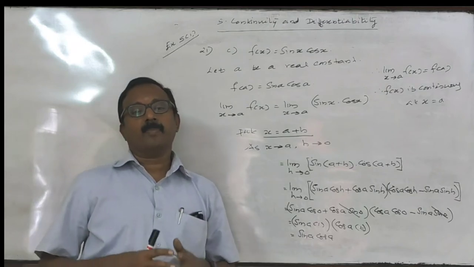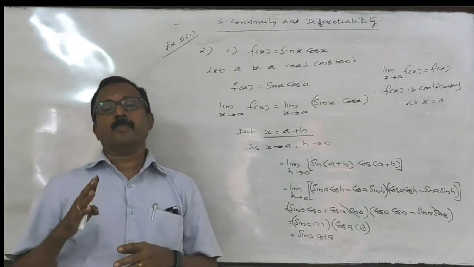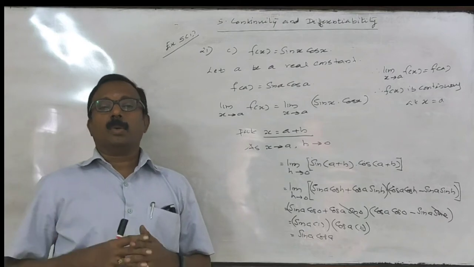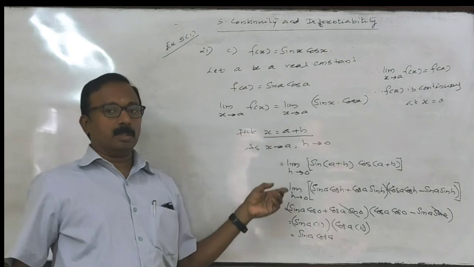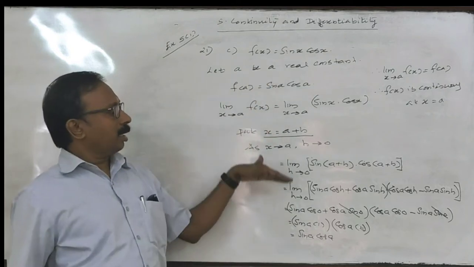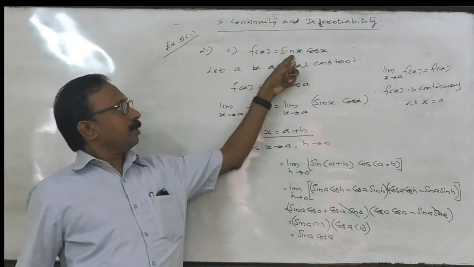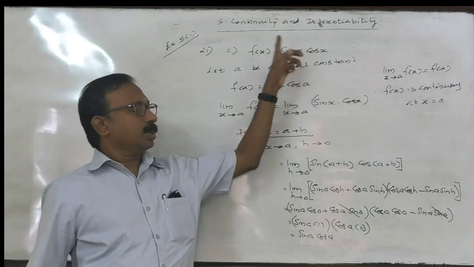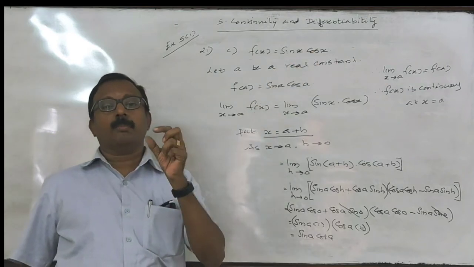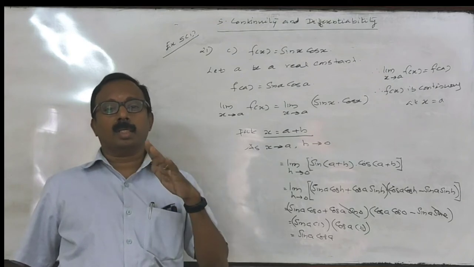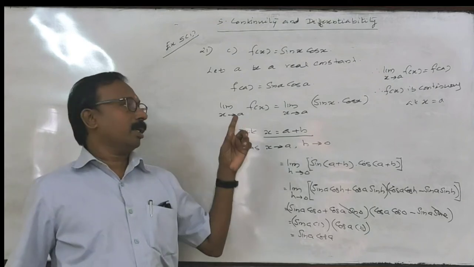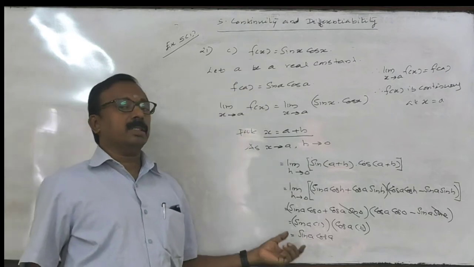And f by g is continuous with the condition that g of x is not equal to 0. Since sin x is a continuous function and cos x is a continuous function, therefore the product of two continuous functions is also continuous everywhere.